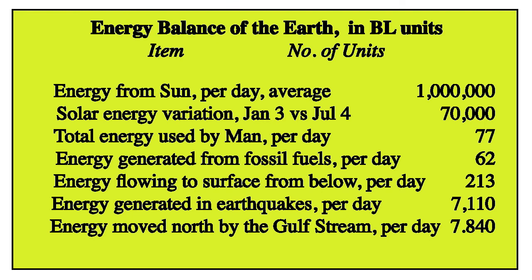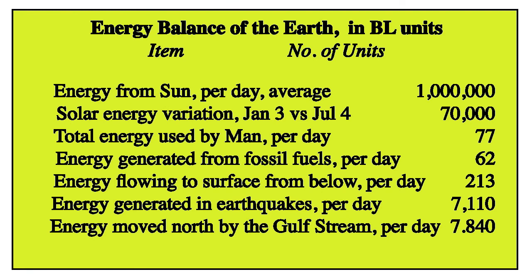On the Earth's surface, heat flows up from the interior. The amount varies with the location, but averages about 213 units per day. In addition, we get a lot of energy generated from earthquakes. This is very variable over times and places, but averages about 7,110 units per day.